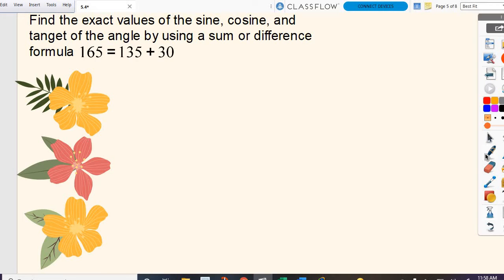So for this one, we're looking at sine and cosine of 165 degrees, but I specifically gave you how I want you to break it apart. So you're going to use sine of 135 plus 30. Sometimes it might give you the way it wants you to break it apart. Sometimes it'll let you pick what way to break it apart.